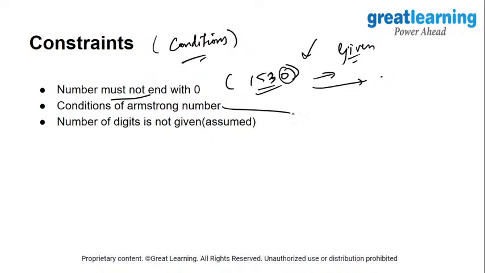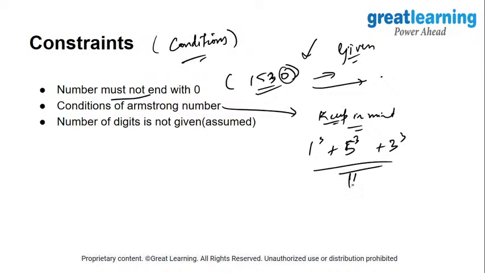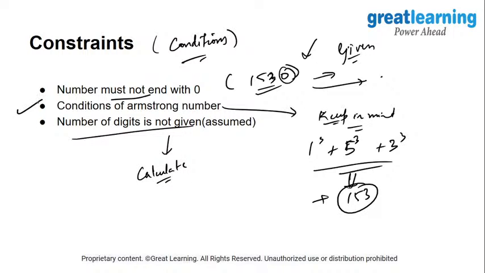The condition of an Armstrong number, you have to keep that in mind. What is the condition? That 1 raised to the power 3 plus 5 raised to the power 3 plus 3 raised to the power 3, if you add them up, it comes out to be 153. This is the thing that you also have to keep in mind. And if the number of digits is not given to you, how do you calculate the number of digits? These are the constraints. What is the condition for an Armstrong number? How do you calculate the number of digits if it's not given to you?